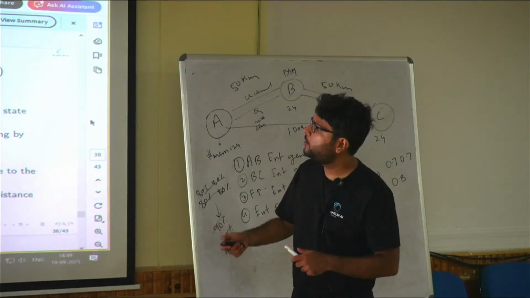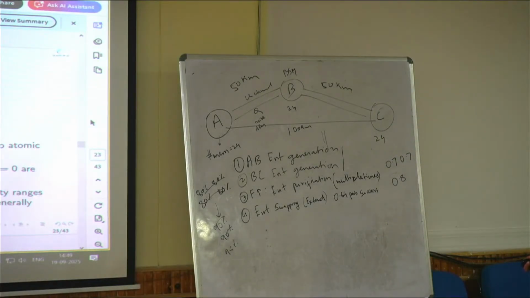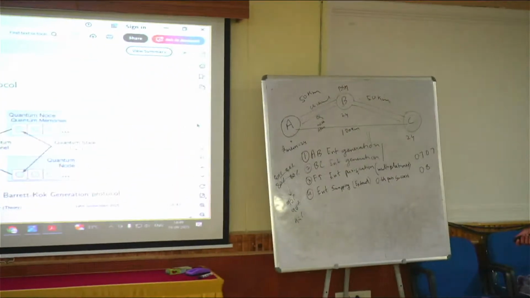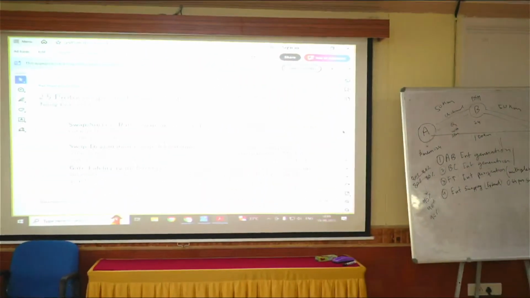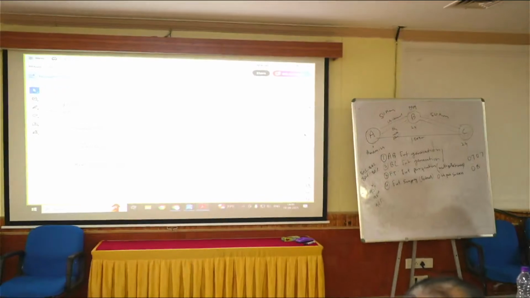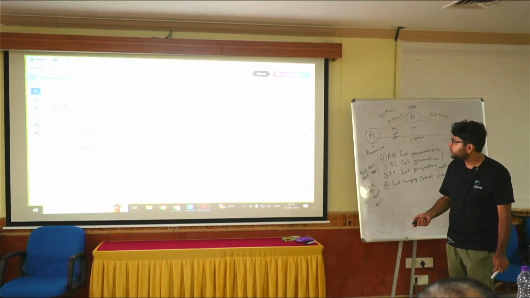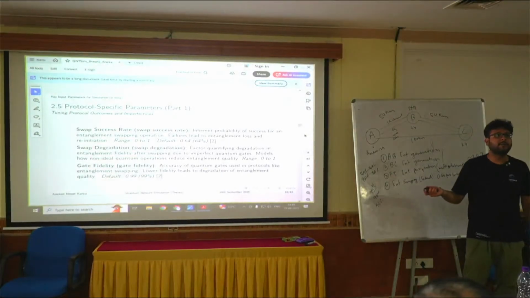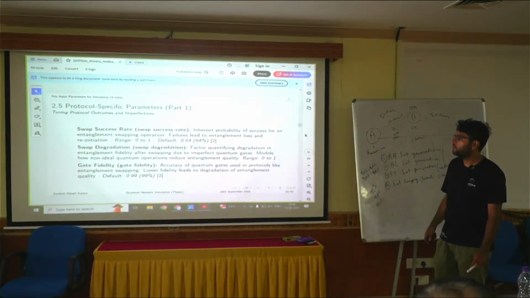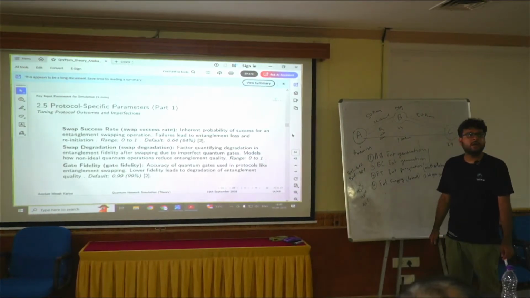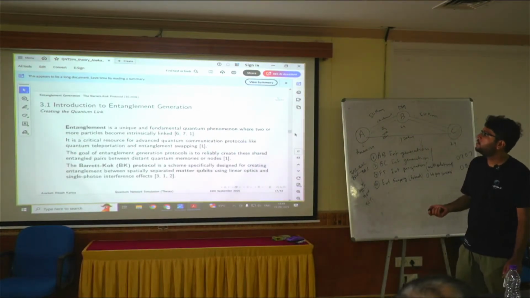Let me go back to some of the parameters, then talk about the QNT-SIM perspective, and then we can start looking at the actual network simulator. I was talking about swap success rate. Then there is something like swap degradation. We have imperfections and noise in quantum gates, and these imperfections are given by swap degradation. Any doubts? No? Okay.